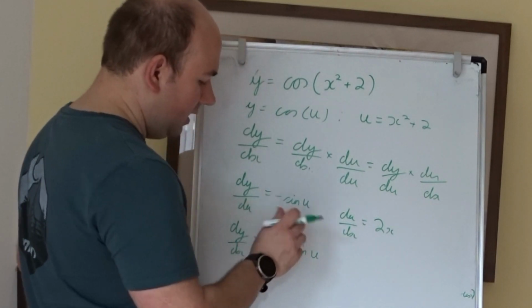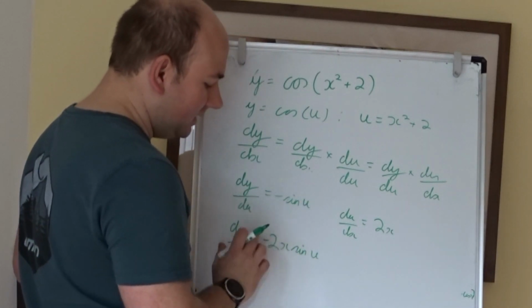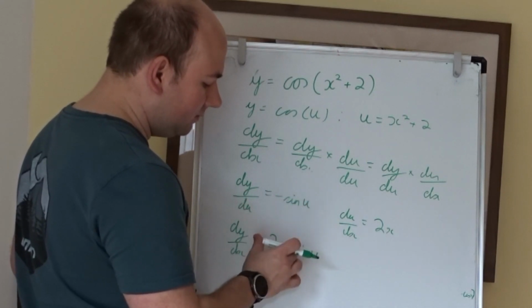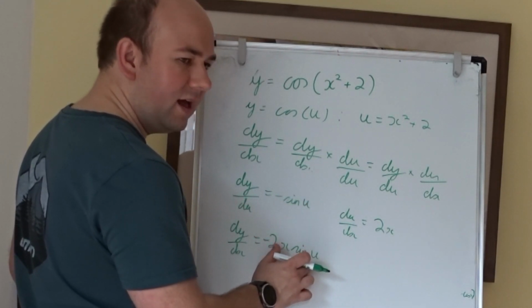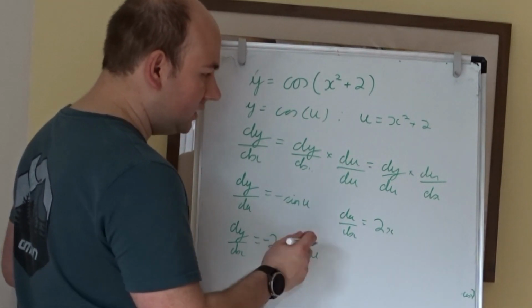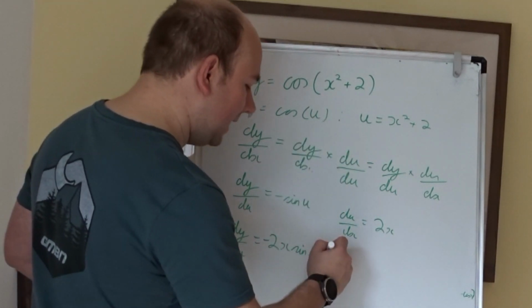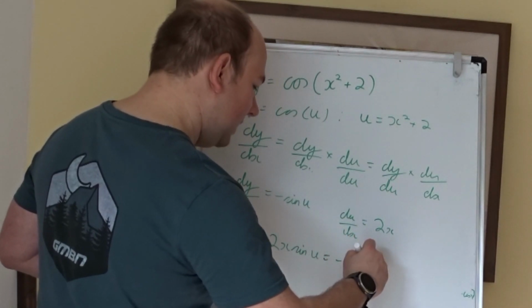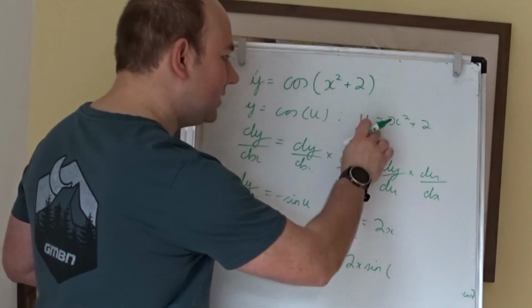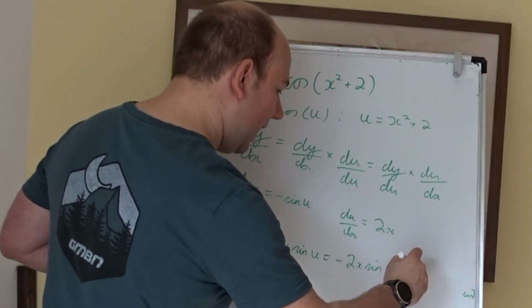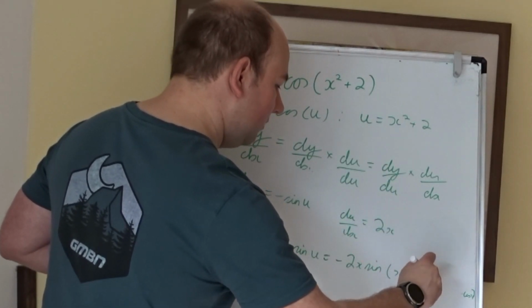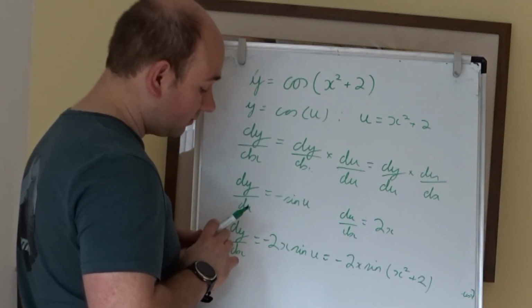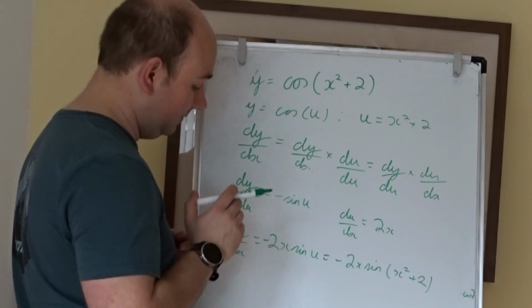sine u. So there's one side problem that we've ended up with a u in our equation, but we can resubstitute that back in using this u here. So this is going to be minus 2x sine, and we're going to resubstitute what u was, which was x squared plus 2, and this is now our differential of dy by dx.